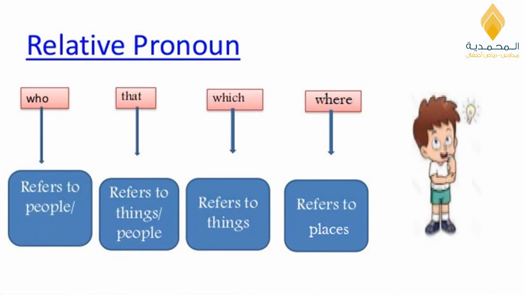Have a look at this mind map. Relative pronoun. Who refers to people, which refers to things, where refers to places. And as you see here, that refers to things and people. That's why we can replace who with that and which with that.